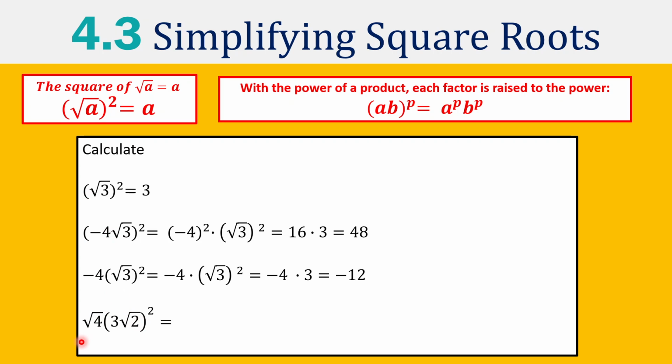If we combine those two kinds of exercises right here, just copy the square root 4, we can calculate that later, and square everything that's inside of the brackets here. So square root 4 times 3 squared times root 2 squared. And now start calculating. Square root 4 is 2, because 2 times 2 is 4. 3 squared is 9, 3 times 3. And root 2 squared, remember, it's just my original number. So here it states 2 times 9 times 2 equals 36.